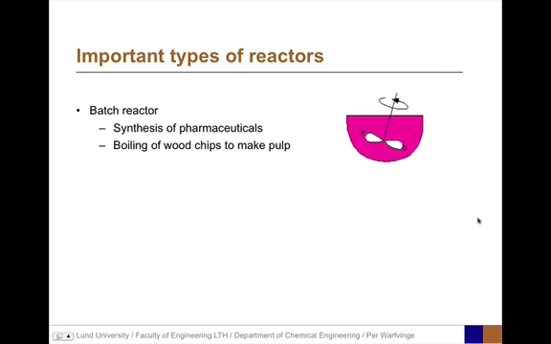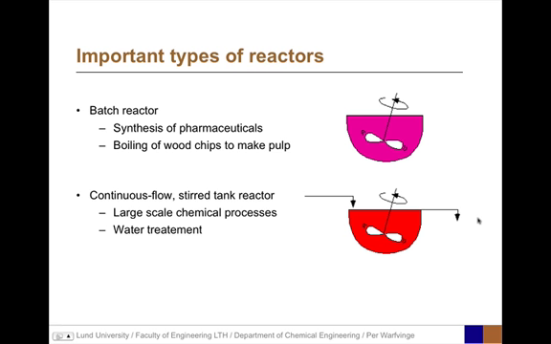The first one showed here is a batch reactor, and that is very common in synthesis of pharmaceuticals, and it's also widely used in the paper and pulp industry when wooden chips are boiled as the first step in the production of pulp, and this is a mixed closed system.